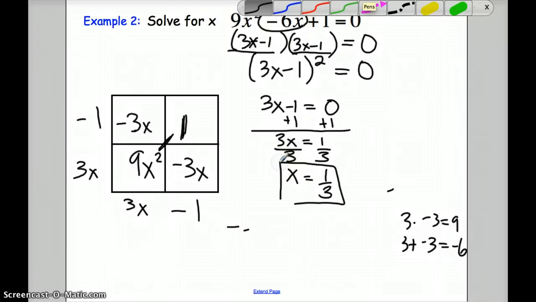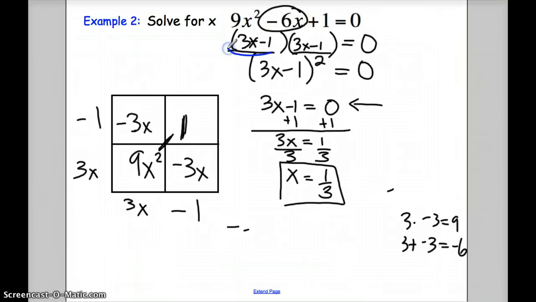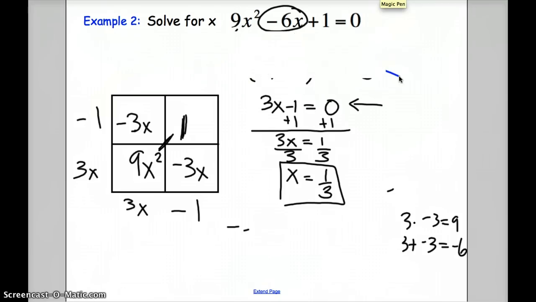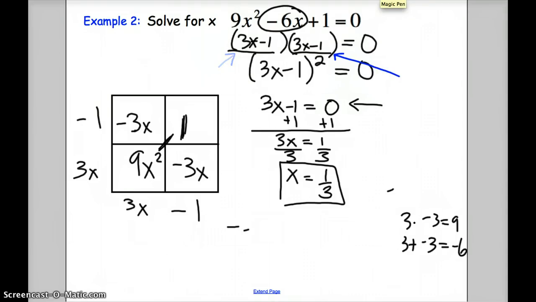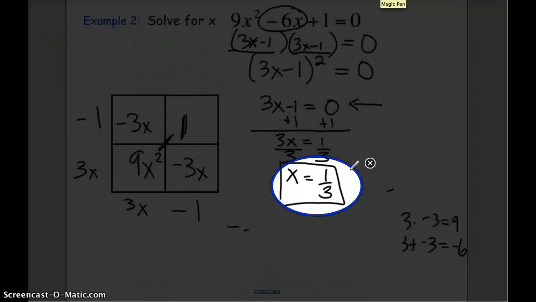So remember, I jumped to this step because I used the zero product property. The zero product property means that since this product equals 0, then either this first thing is 0 or the second thing is 0. So I have to decide. Now, since they're the same, I don't have to do both of them. So the only equation I write is here, because if this product is 0, then 3x minus 1 must be 0. So the solution to your equation is x equals 1/3.